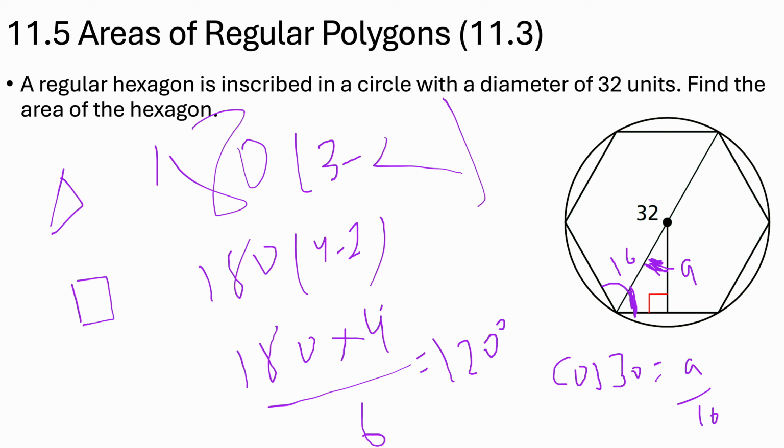Once you have found A, then the area is very simple. What is the area? Area is based on the side length. Again, for the side length, you have to use the sine formula, and you find this side length. So the area would be this area times 6, 1, 2, 3, 4, 5, 6. So that would be the area of the whole polygon.